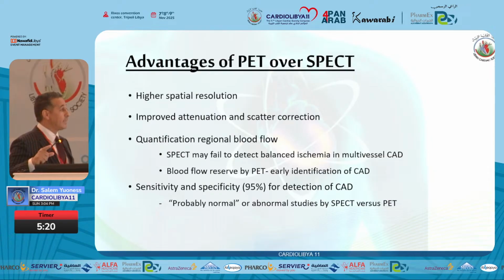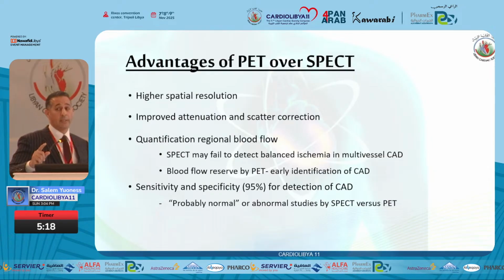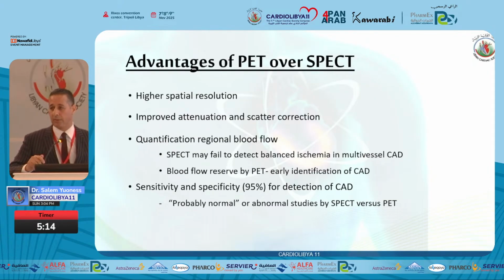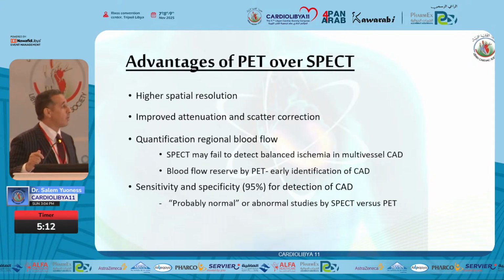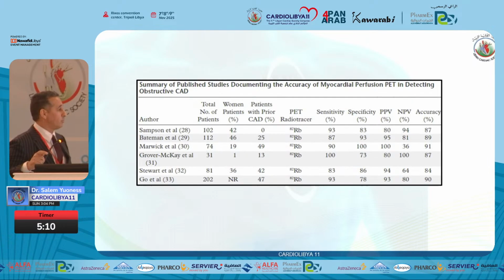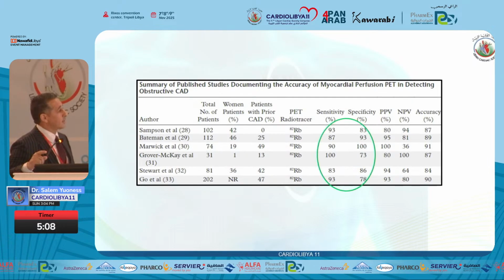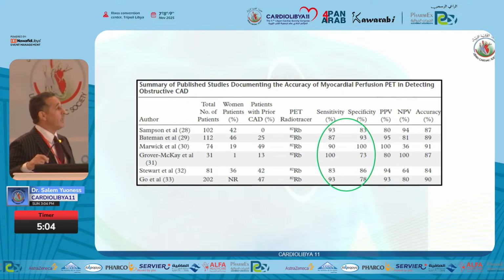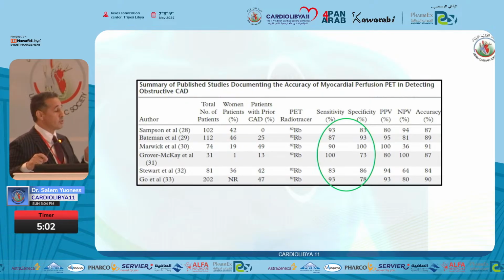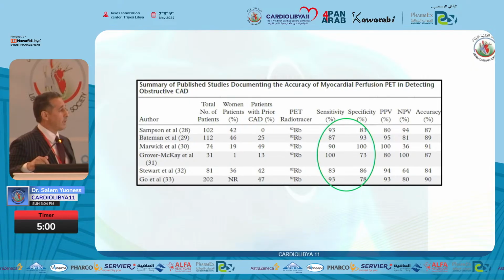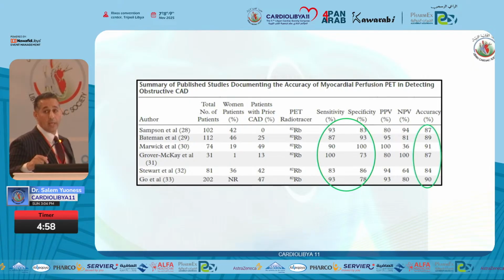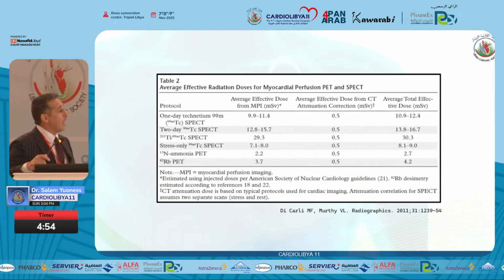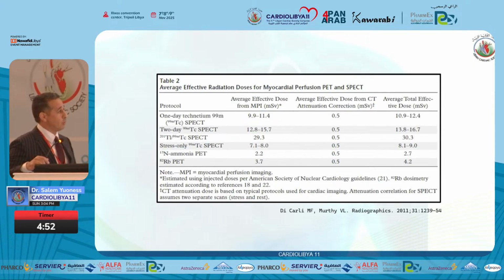PET CT has a sensitivity and specificity of 95%. When I spoke about SPECT, I said 67% for the specificity, so PET is more specific and sensitive compared to SPECT. This slide just shows you the overall sensitivity of many studies done of the SPECT, and you can see it's ranging between 87 up to 100%, and the overall accuracy is very high for the PET compared to SPECT.